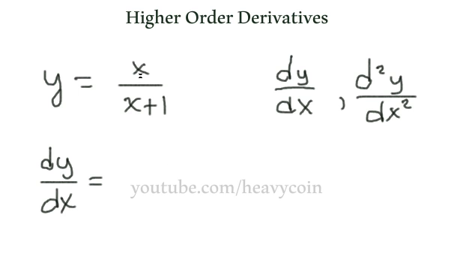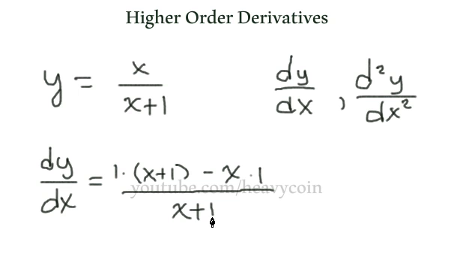And that means we have to take the derivative. We're going to use the quotient rule. So we take the derivative of the numerator, and the derivative of x is 1, times the denominator, minus the numerator times the derivative of the denominator, and that's just 1. And of course that is all over x plus 1 squared, right? So we square the denominator. That's the good old quotient rule.